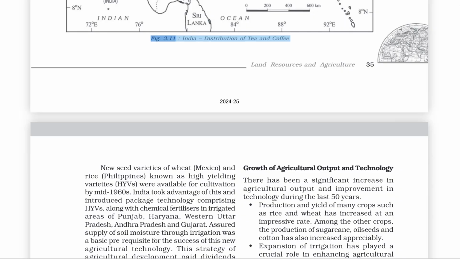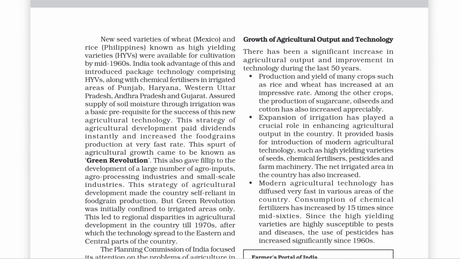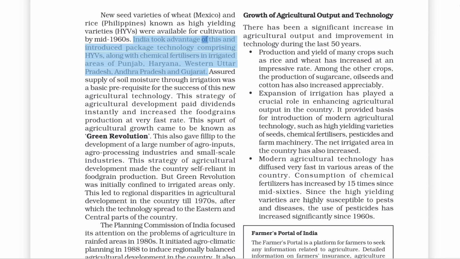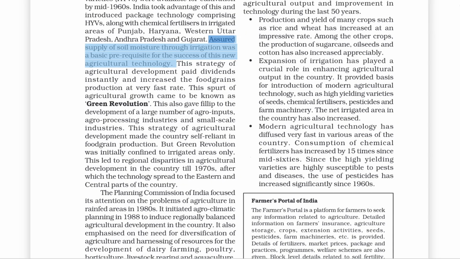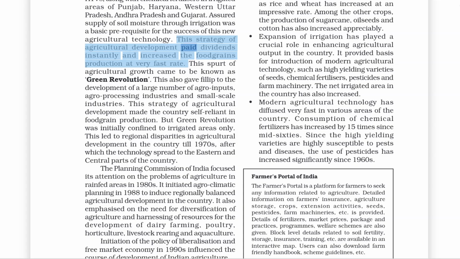Figure 3.11, India, distribution of tea and coffee. New seed varieties of wheat, Mexico, and rice, Philippines, known as high-yielding varieties, HYVs, were available for cultivation by mid-1960s. India took advantage of this and introduced package technology comprising HYVs, along with chemical fertilizers in irrigated areas of Punjab, Haryana, Western Uttar Pradesh, Andhra Pradesh, and Gujarat. Assured supply of soil moisture through irrigation was a basic prerequisite for the success of this new agricultural technology. This strategy of agricultural development paid dividends instantly and increased the food grains production at very fast rate.